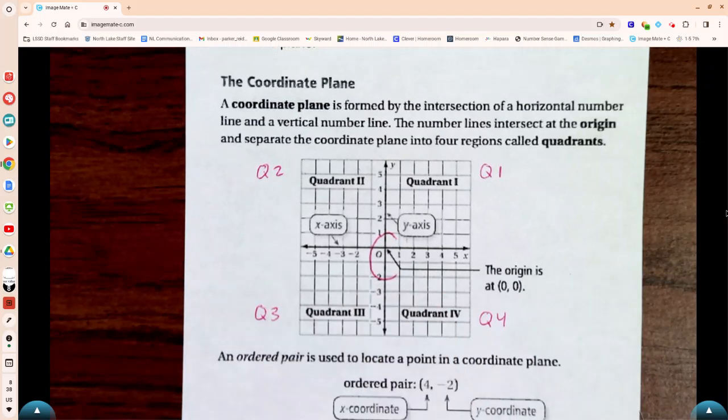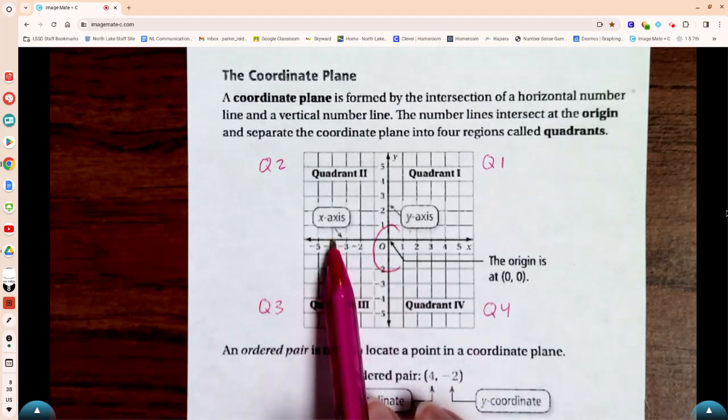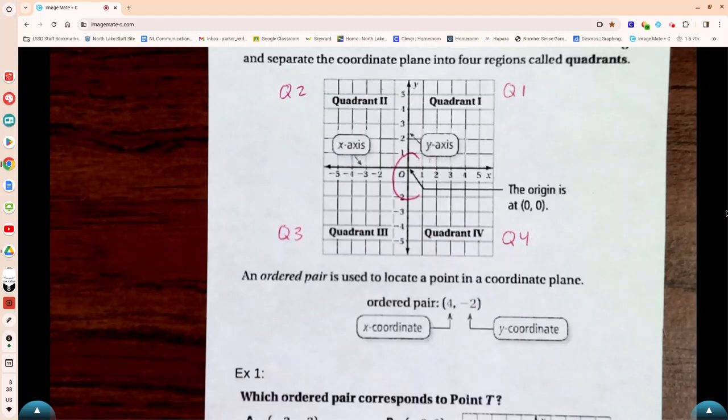We also need to remember that the names of these two number lines are called the x-axis and the y-axis. I always think x goes across and y goes to the sky. X is across, y goes to the sky, and they're labeled on here for you as well, x and y. An ordered pair is used to locate a point in the coordinate plane.